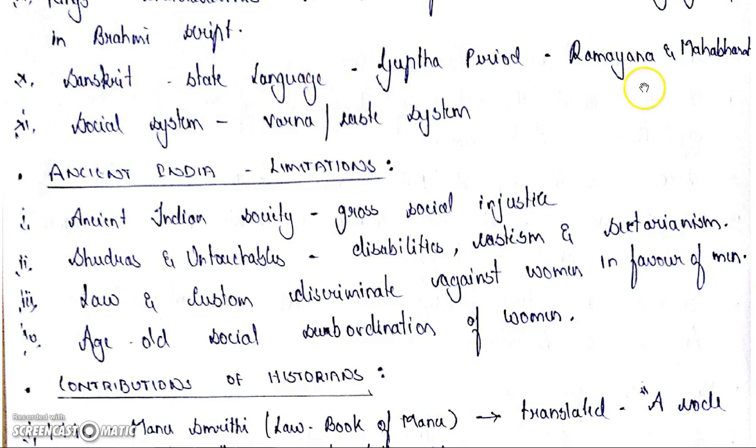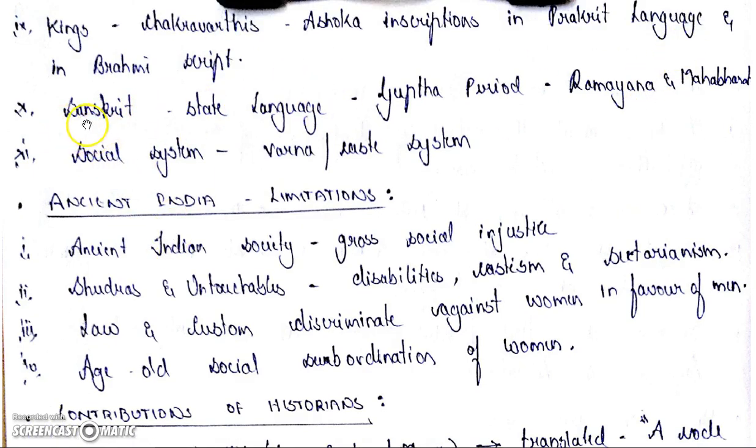After the Prakrit language, the next important language was Sanskrit, and during the Gupta period, it became the state language, and even the epics Ramayana and Mahabharata were written in the Sanskrit language, right?